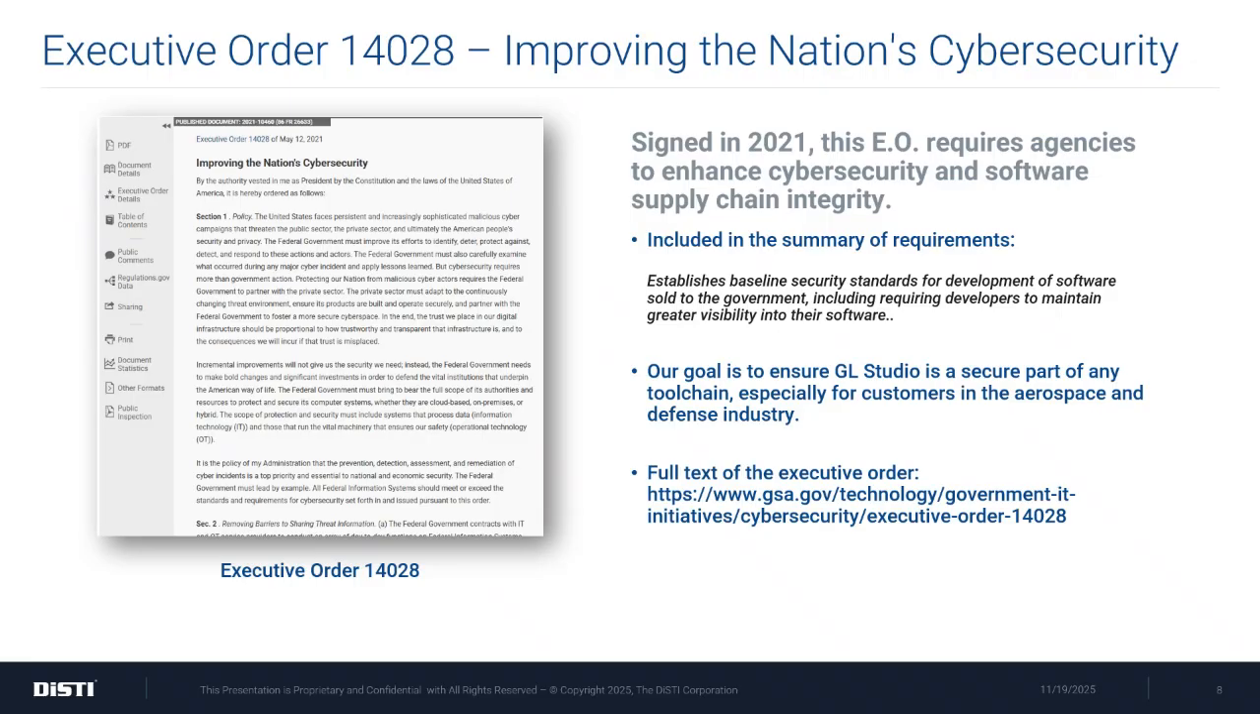So, to provide some context for why cybersecurity is a big new focus for us, we can look to Executive Order 14028, which was signed back in 2021. This executive order is focused on improving the nation's cybersecurity by ensuring software supply chain integrity. One of the specific requirements is that it establishes baseline security standards for the development of software sold to the government, including requiring developers to maintain greater visibility into their software.